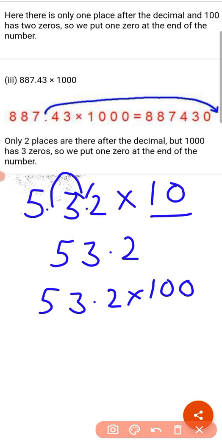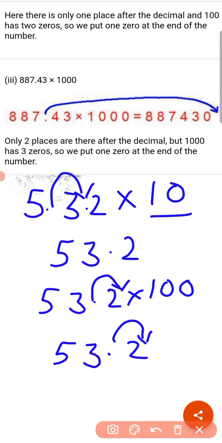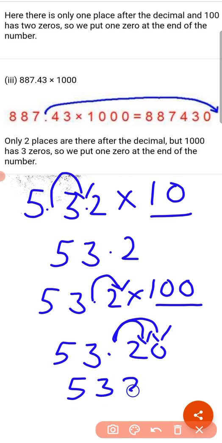Suppose we are multiplying the same number by 100. So our answer will become, this is one place. We need one more place. After one place, since we are multiplying by 100, we need one more place also. So what will we do? Put a 0. So our answer is 5320. 5320 is our answer.